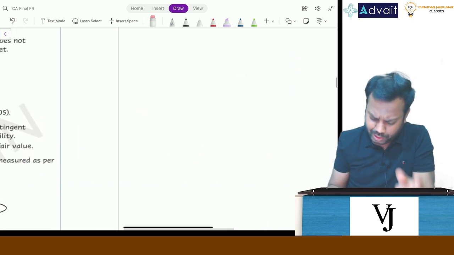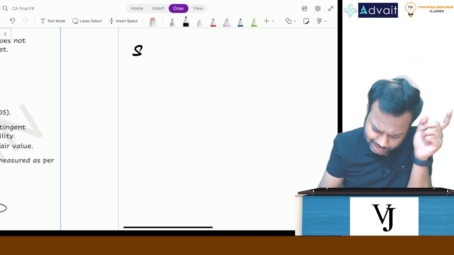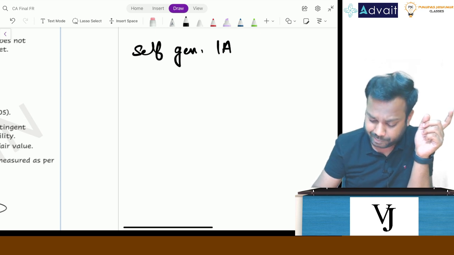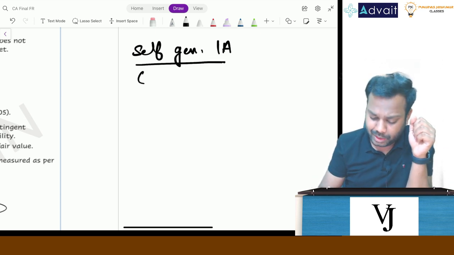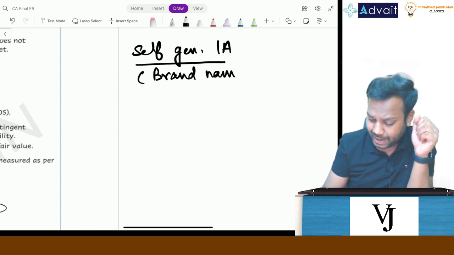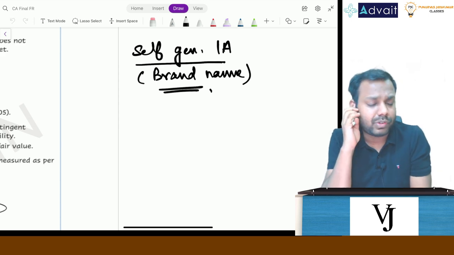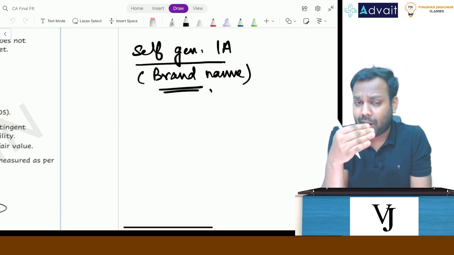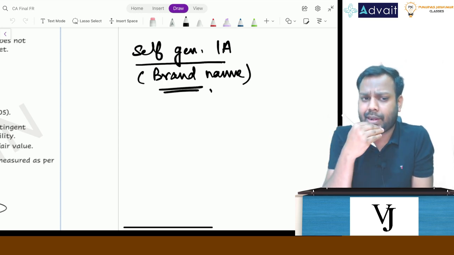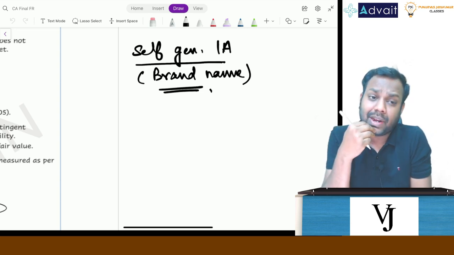If you can recall, in Ind AS 38, we studied a concept called self-generated intangible assets. An example can be a brand name. Let me take up an example here. Let's suppose Zomato built its brand name on its own. It got self-generated. Now the question is, can Zomato recognize this brand name in its financial statements?